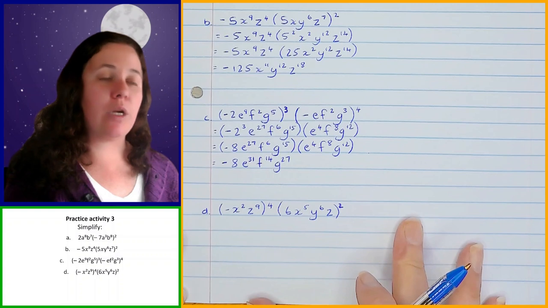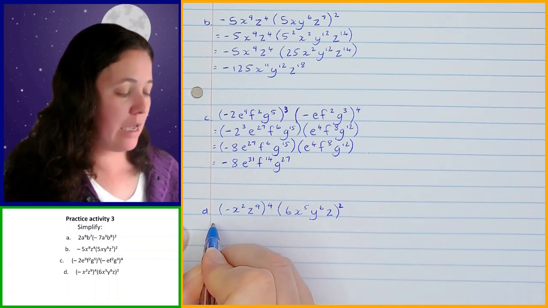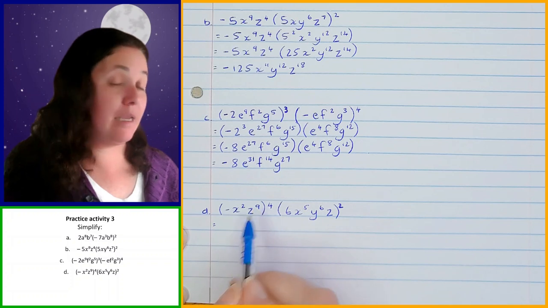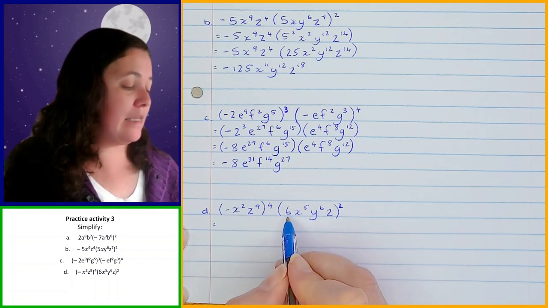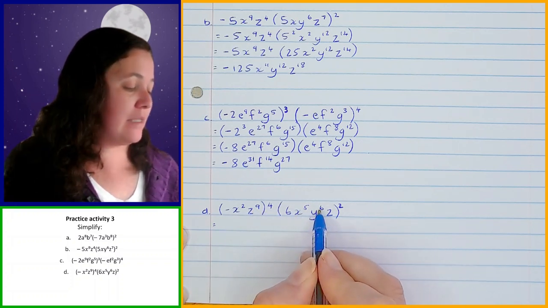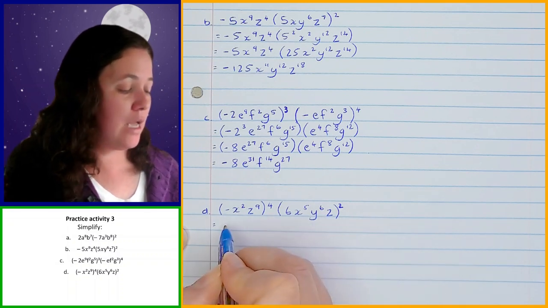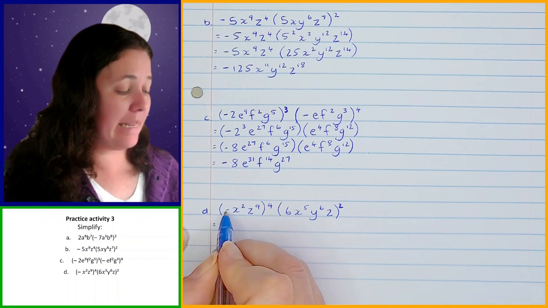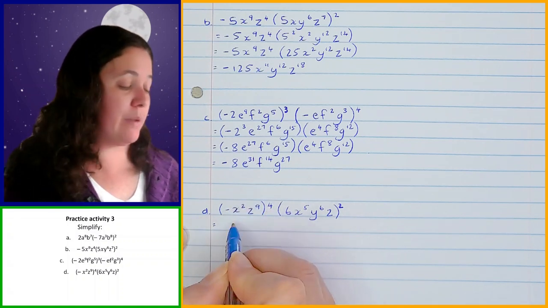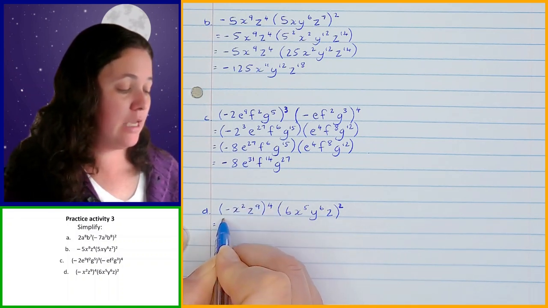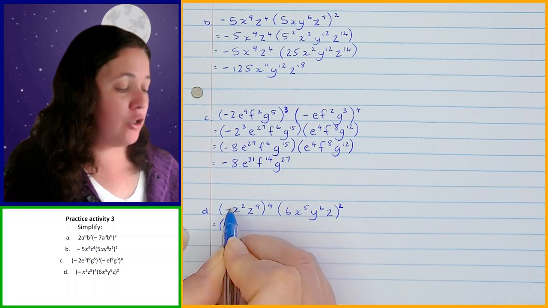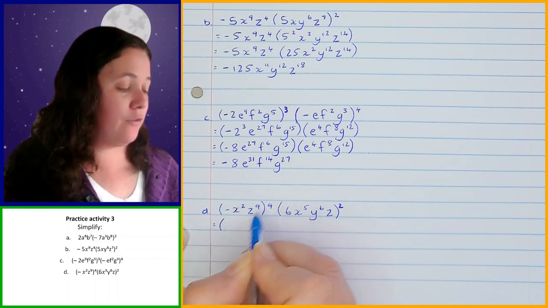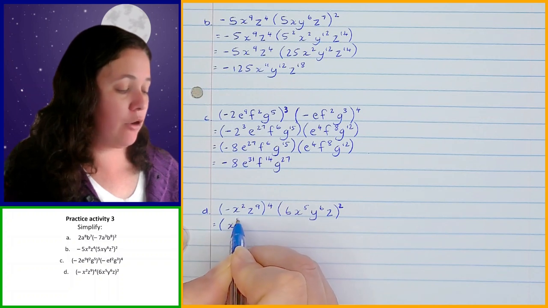And then the last one, question D, I've got over here, negative x squared z to the power of 9, in brackets to the power of 4. And then 6x to the power of 5, y to the power of 6, z, in brackets to the power of 2. So first, I need to simplify this over here. A negative to the power of 4 is going to be positive because that's an even exponent. So it's going to be positive. There are no numbers here, so I'm going to go straight into my variables. X squared to the power of 4 is x to the power of 8.